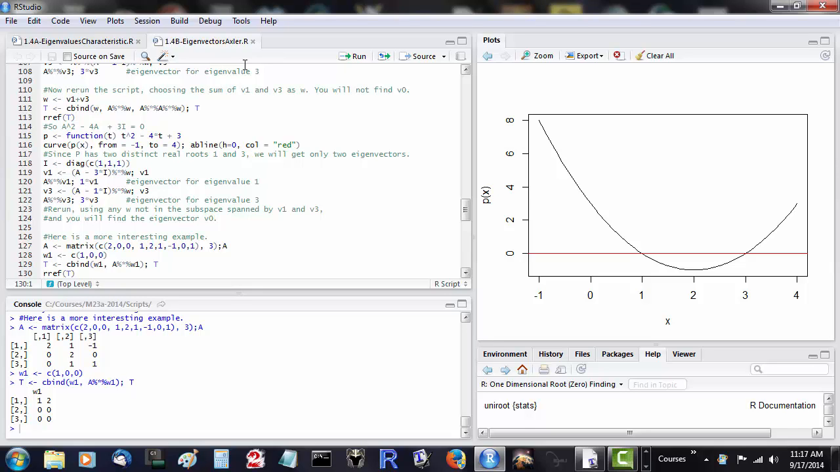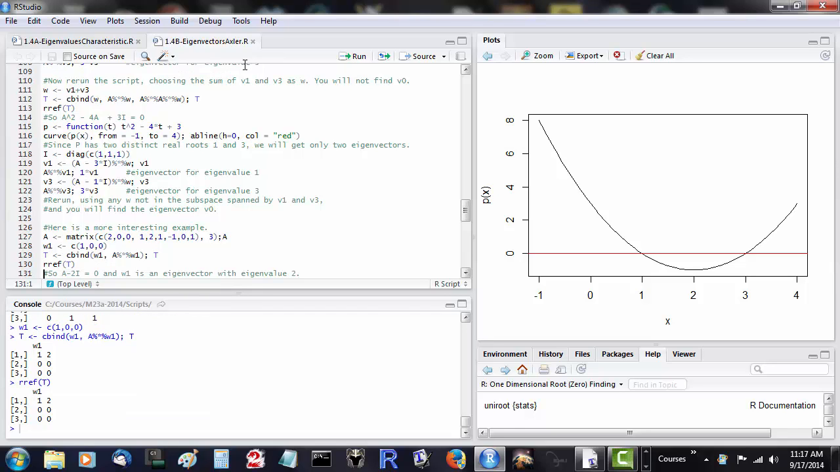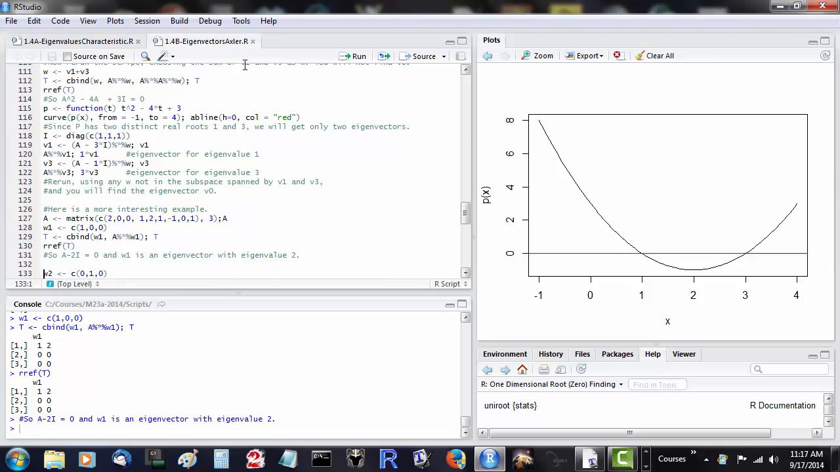I only need to multiply W1 by A to get linear dependence. I will row reduce to be systematic about this and find that A minus 2I equals 0. So W1 is indeed an eigenvector with eigenvalue 2.